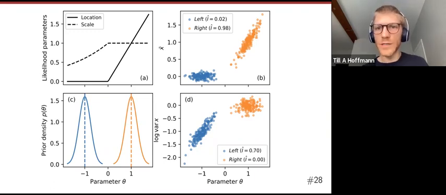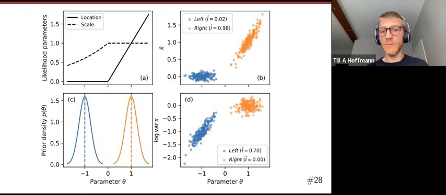And we'll consider two summary statistics, one being the sample mean and the other one being the log of the sample variance. Now, what we might expect is that for the left prior, the log sample variance will be more informative than the mean, because in that regime, only the scale changes. Similarly, for the right one, we might expect the sample mean to be more informative. Now, that is exactly the case.